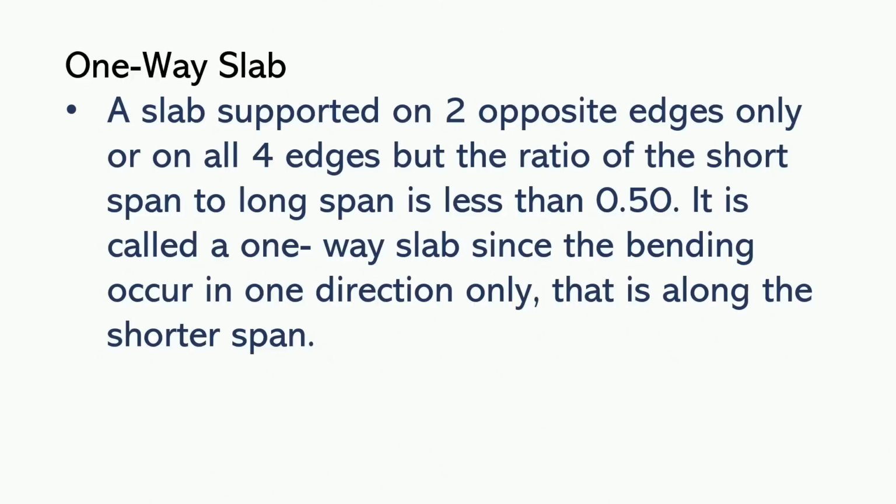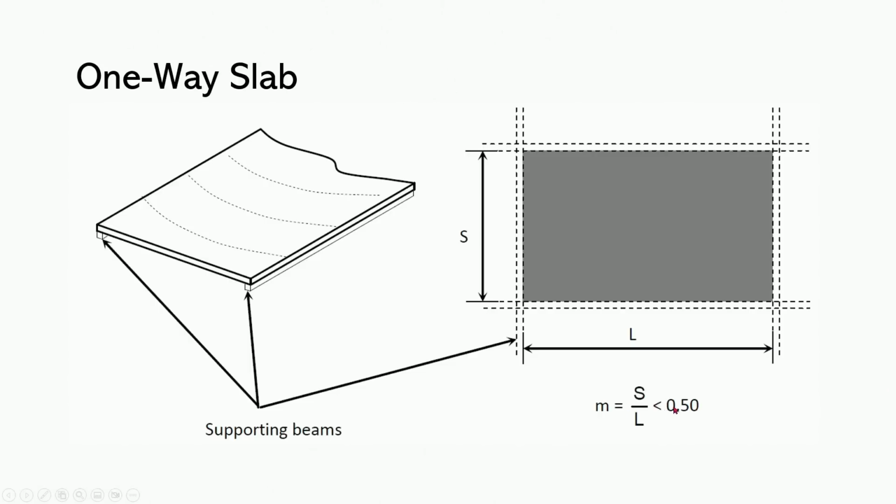So this is what will happen. If S over L is less than 0.5, that's a one-way slab. However, this is the condition if your slab is supported on all edges. If it's only supported on two edges, then it will automatically be a one-way slab. Now, how will this look like? Let's say you have this slab and then it's supported by two beams. If we apply a load dito, then it will bend this way, pa ganyan. Because nandito kasi yung supports, this part will not bend. Only this one, because this is the portion of the slab that is simply supported.